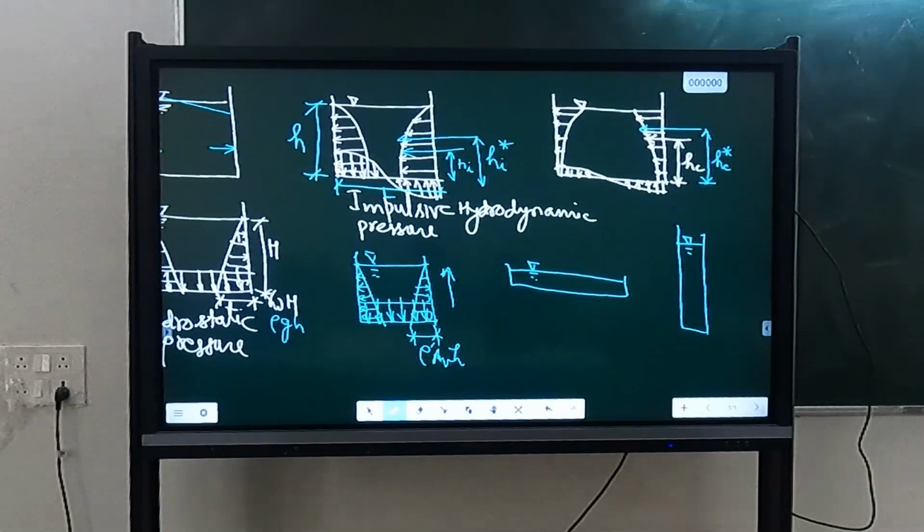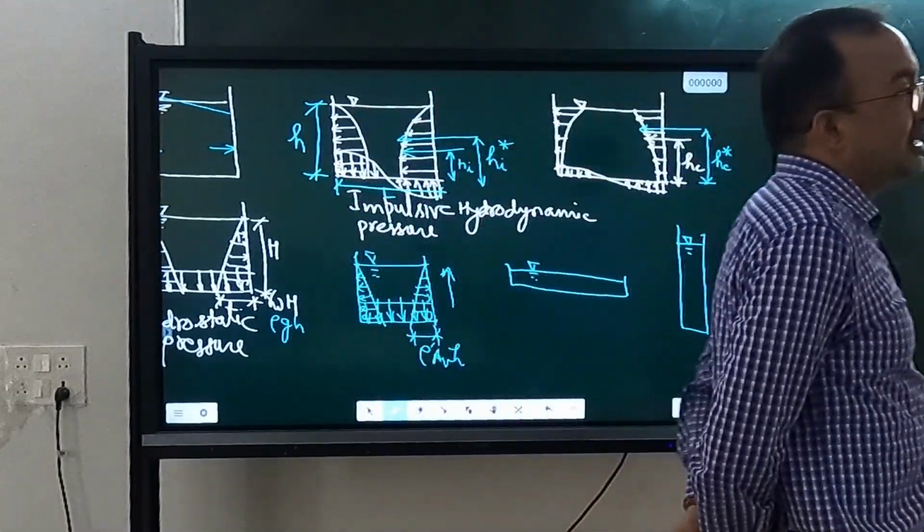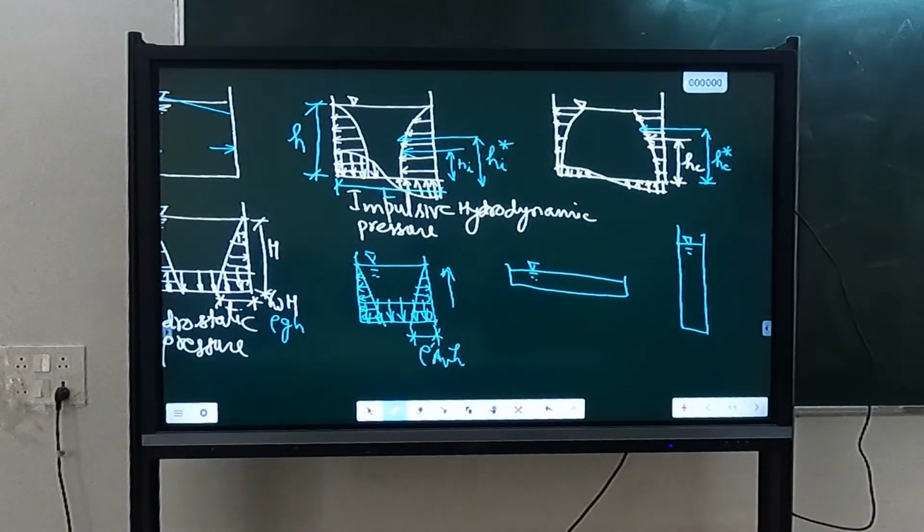Now look at Hc star and Hi star. At lower values of h by L, that means shallow water tank, these values are greater than 1. What does that mean? Can Hc star or Hi star be more than the height of the water tank itself? But the whole graph shows like that. Yes?